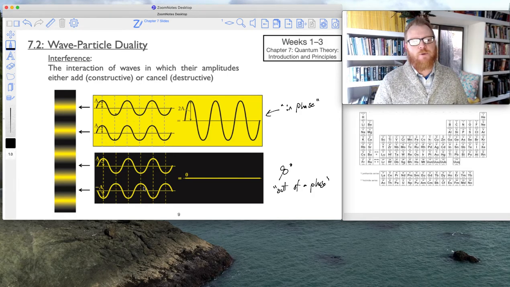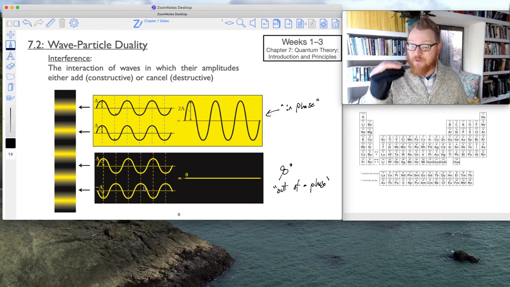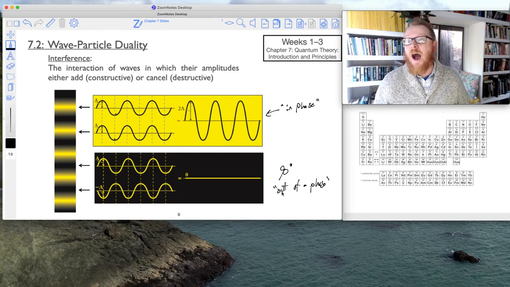Pure constructive or pure destructive. What we're going to see this semester is a lot of examples of things in between this pure in phase or pure out of phase, which will give us a complicated interference pattern.